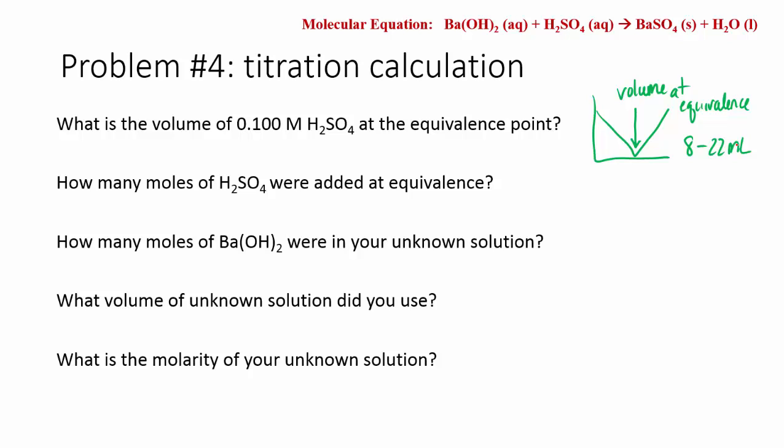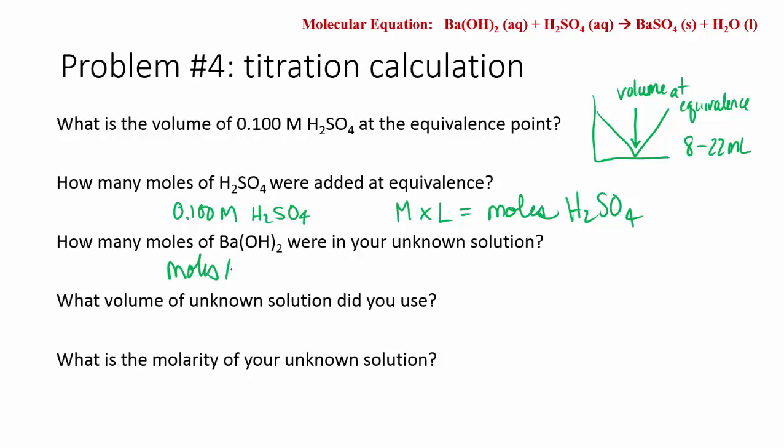How many moles of sulfuric acid were added at equivalence? You know the molarity of the sulfuric acid was 0.100 molar. And with a solution, if you know molarity and you know volume, you can find moles. So you can use your volume from this graph right here, the molarity that was given to you, and molarity times volume will give you your moles of acid. If we know moles of sulfuric acid at equivalence, remember I said at the equivalence point, moles of H2SO4 is going to equal moles of barium hydroxide.